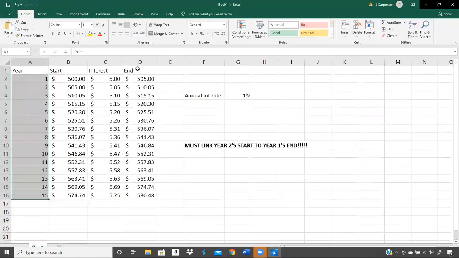Now, if I'm not holding control, when I highlight the end, the years go away. So remember, highlight the years, let go, make sure you're back up at the top, start holding control now, click and hold, just keep dragging until you're done, let go of the mouse, let go of control.